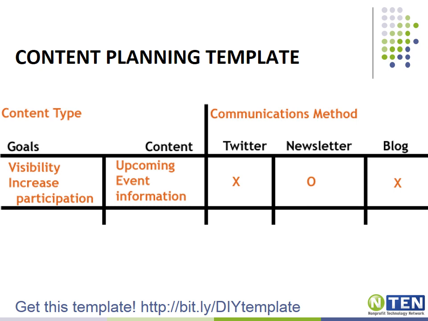So for us, if we have information about an upcoming conference or event, and we know that the reason we want to post about it is for visibility and to get more people to register, we know that every time we're going to post about it to Twitter. And we know we're going to post about it on our blog, because on your blog, as everyone knows, you have much more room to write about your event. And then on Twitter, you can point people to that blog post where there's more information.